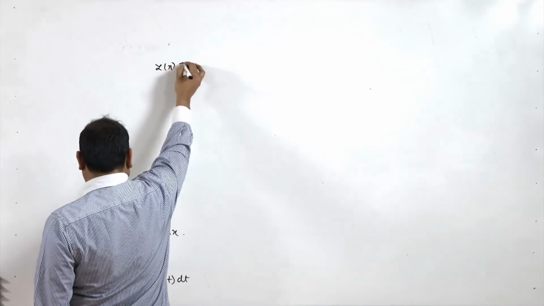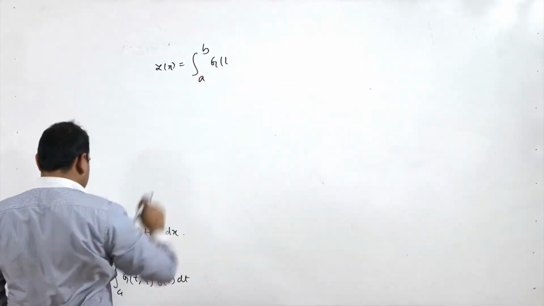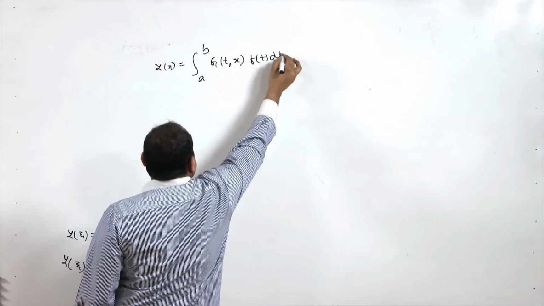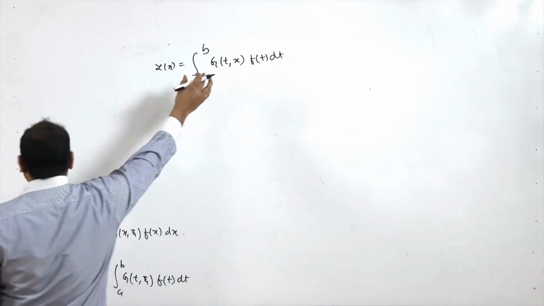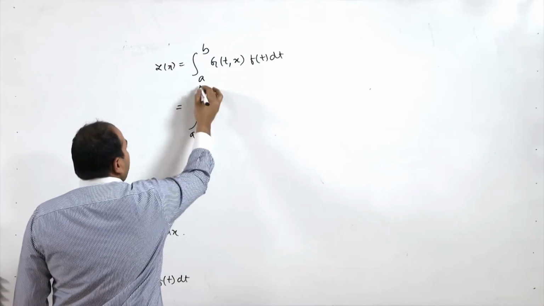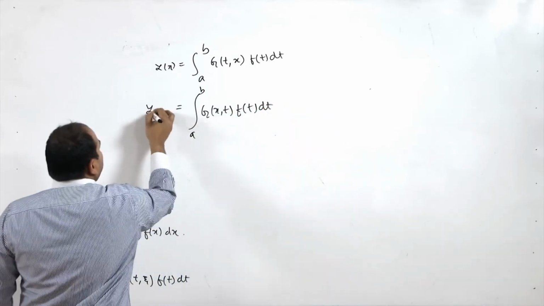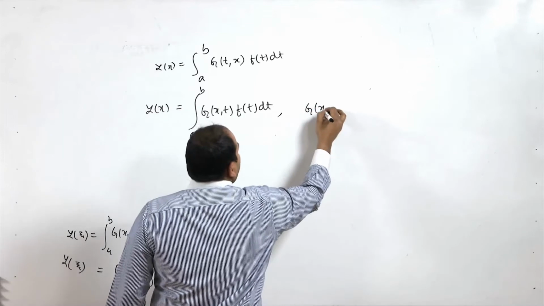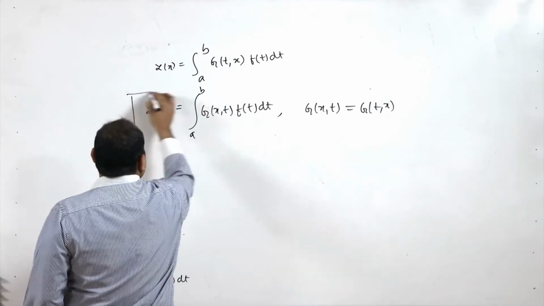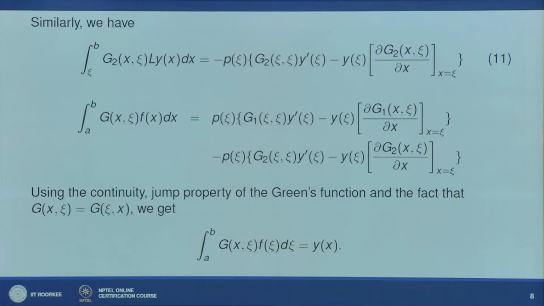y(x) is equal to integral a to b g(t, x) f(t) dt. Now we already know that by looking at the structure of G, g(t, x) is the same as g(x, t), so I can write it here integral a to b g(x, t) f(t) dt. So that is your y(x). So here we are using this fact that g(x, t) is equal to g(t, x). So this says that we have that y(x) is defined by this formula.